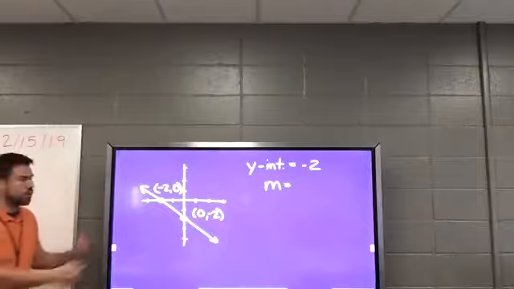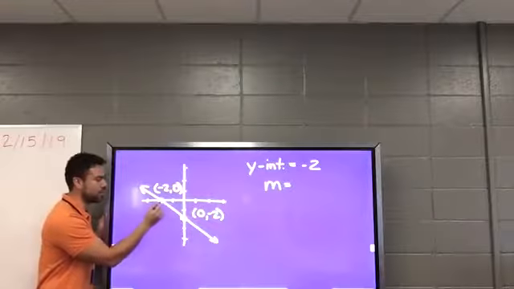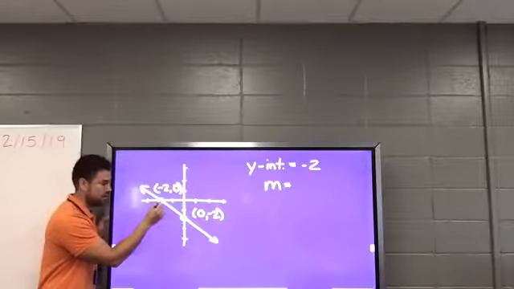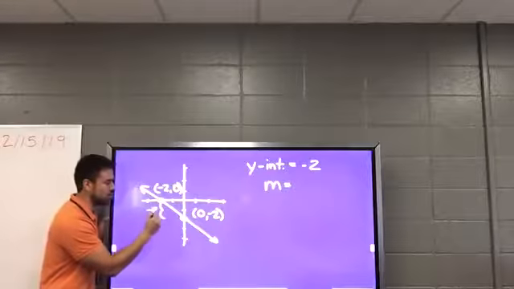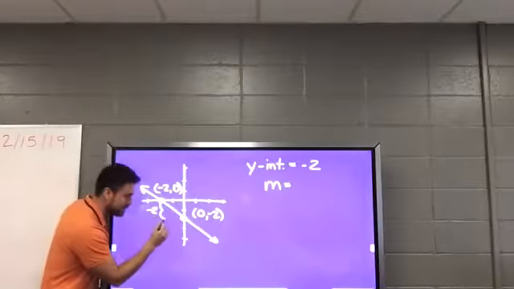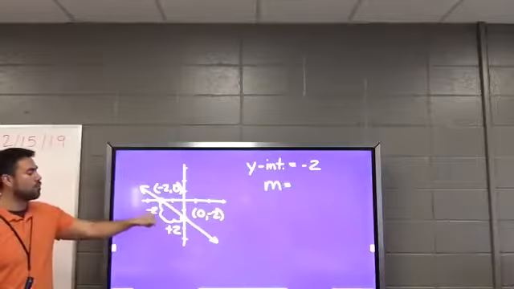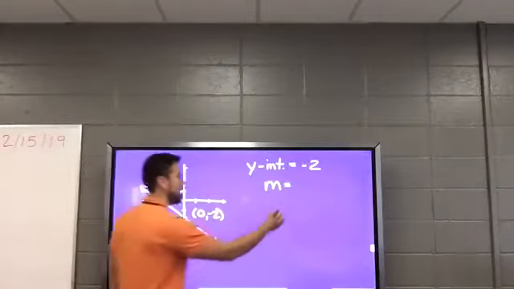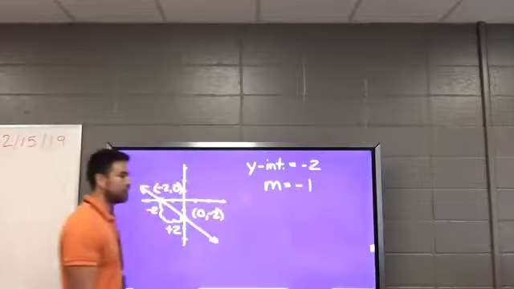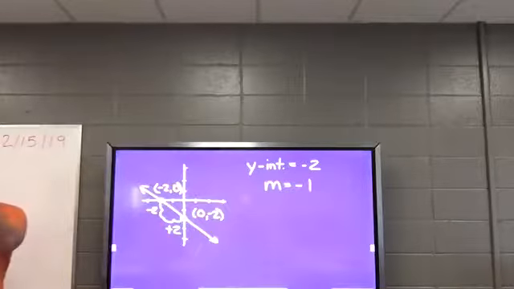Yeah, rise over run. So here, we'll start with this point and go down to that point. So do I go up or down? 1, 2. I go down 2, and then over to the right 2, so that's positive 2. What's negative 2 over positive 2? Negative 1 is my slope, okay? I have my y-intercept and I have my slope. I have enough to get slope-intercept form.